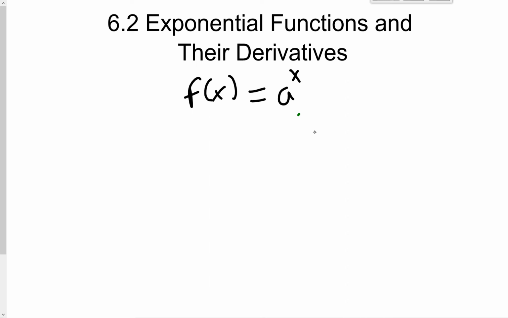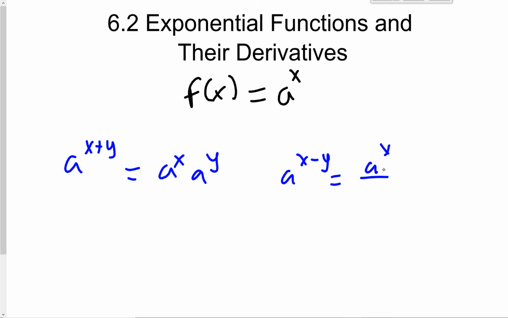And then we have our exponential rules, or our normal rules that we come across. So we have a to the x plus y. Well, when do we add exponents? We add exponents when we're multiplying by the same base. Or when we divide by the same base, what do we do with our exponents? We subtract them, right? So when we divide by the same base, we subtract exponents.